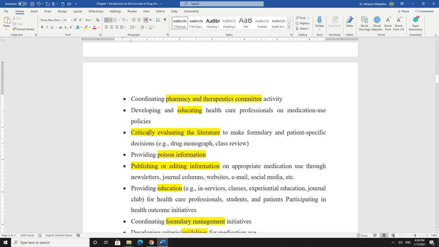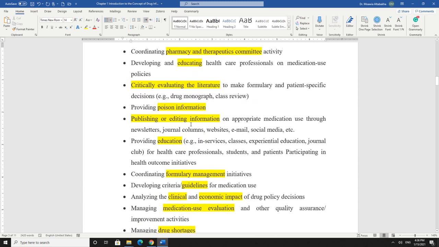Another thing, as a drug information specialist, you'll be educating other healthcare professionals on medication use policy. Okay, so when can I use this medication, for example, in what cases? Or when can you not use it? For example, let's say antibiotics. We have so many antibiotics. Some antibiotics are new, so in which cases do we use such antibiotics? So we educate them about the medication use policies.